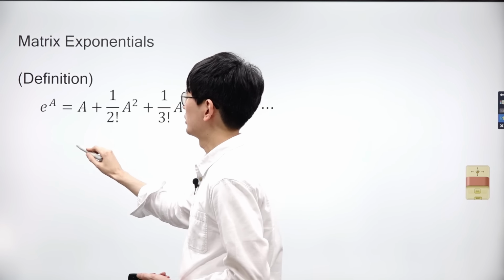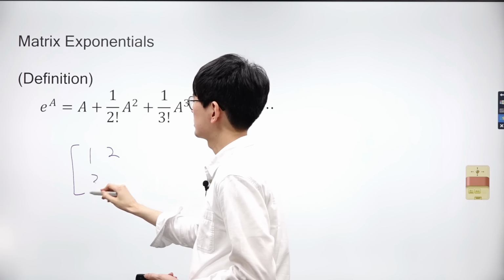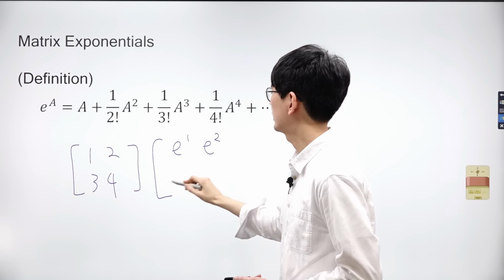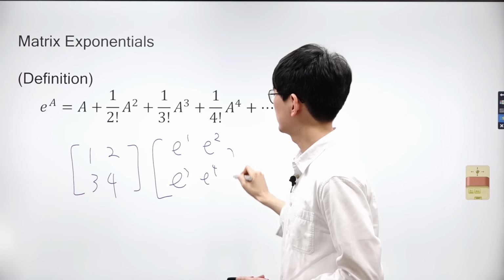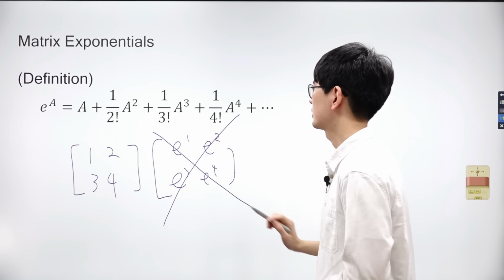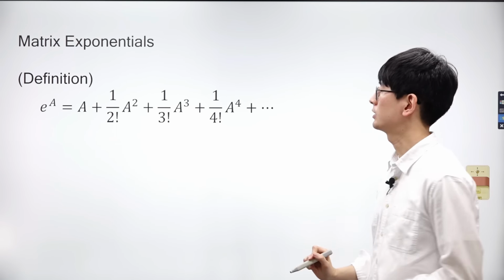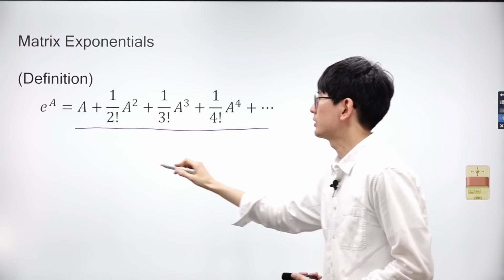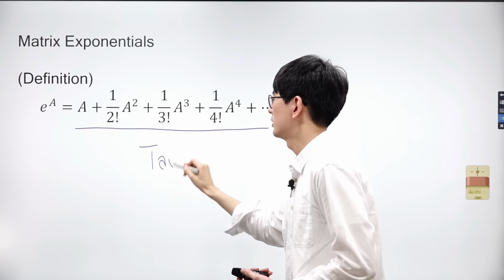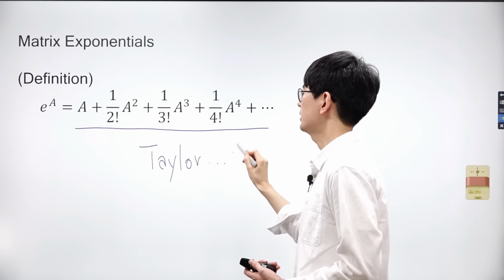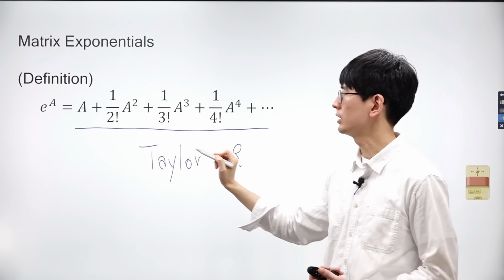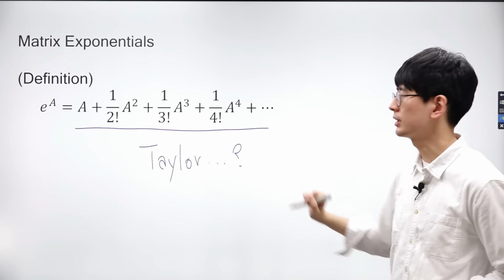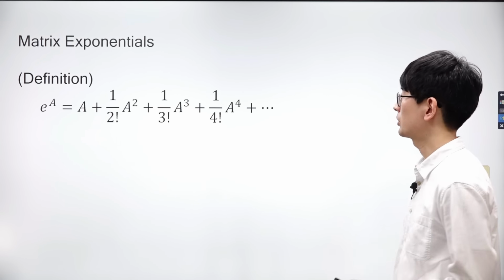Suppose we have a matrix with entries 1, 2, 3, and 4. The exponential of the matrix is not a matrix with values e^1, e^2, e^3, and e^4. The definition of exponential of matrix A resembles Taylor's theorem. The mathematical definition of a matrix exponential is written on the board. Its mathematical definition is entirely different from exponentiating each individual entry.